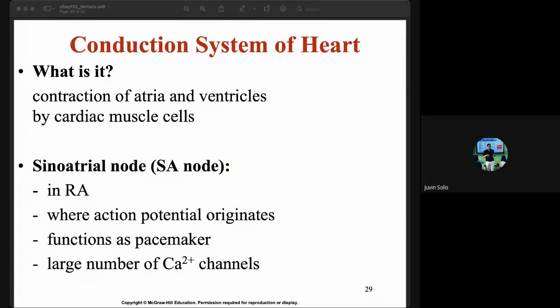So let's go here. Conduction system, what is this one? This is the contraction of the atria and also the contraction of your ventricles by cardiac muscle cells. Kanina na-introduce natin na yung sinoatrial, but this time this term is sinoatrial node o tinatawag natin na SA node. And they are usually in your right atrium. This is where action potential originates and functions as pacemaker. There are large number of calcium ion channels here.